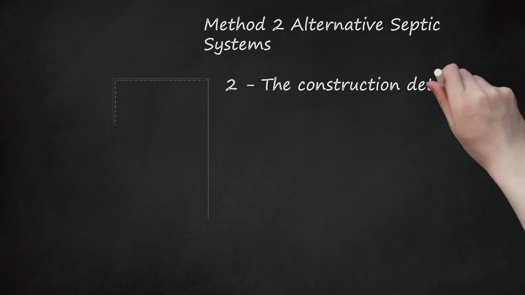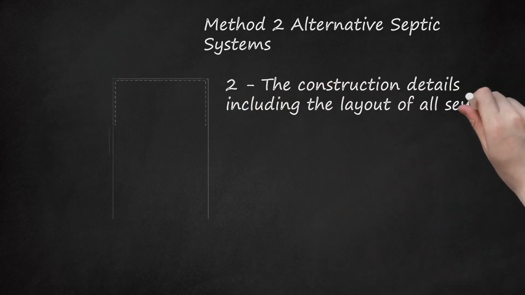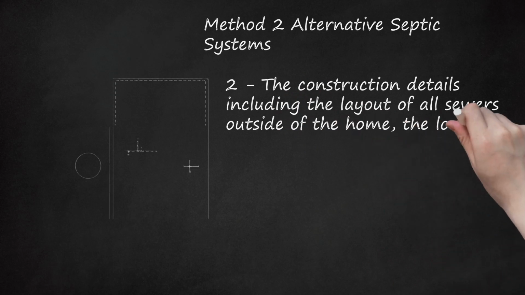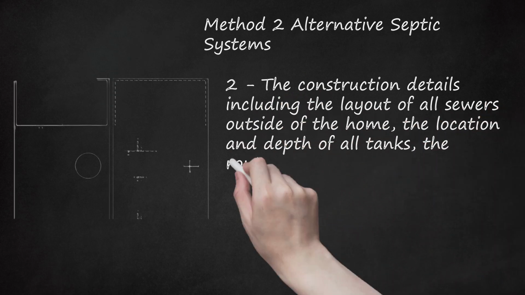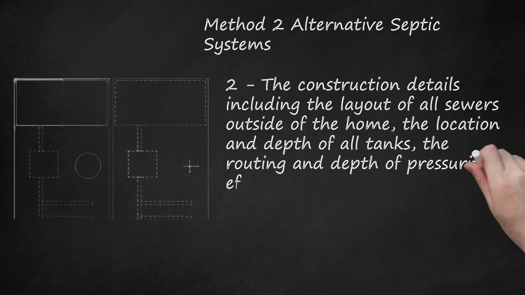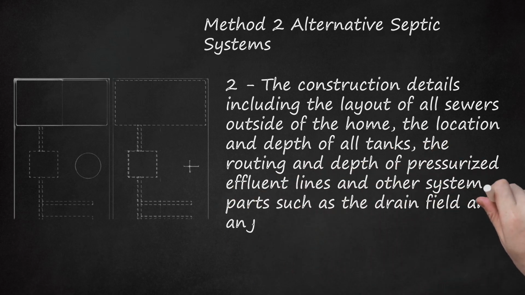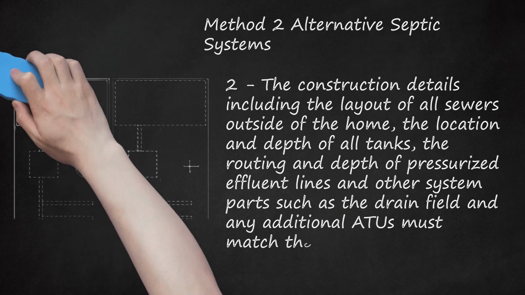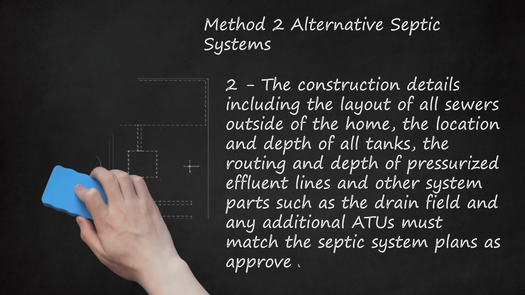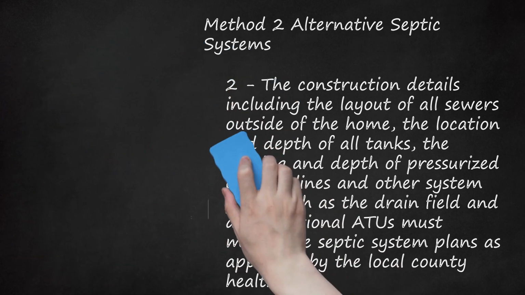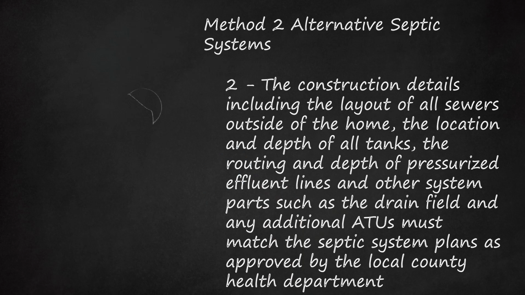2. The construction details, including the layout of all sewers outside of the home, the location and depth of all tanks, the routing and depth of pressurized effluent lines, and other system parts such as the drain field and any additional ATUs, must match the septic system plans as approved by the local county health department. 3. Cover the tank and pressurized lines once the inspector has given his final approval and the system is activated.